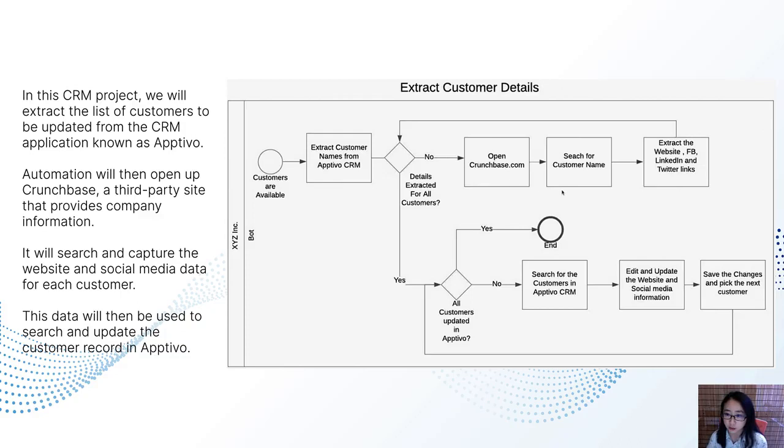So this is a loop. After we obtain all the relevant information for all the customers, we will then come back to the Apptivo CRM and update the information for each customer. So here, this is also a loop. And after we update the information for each customer, this process will come to an end.